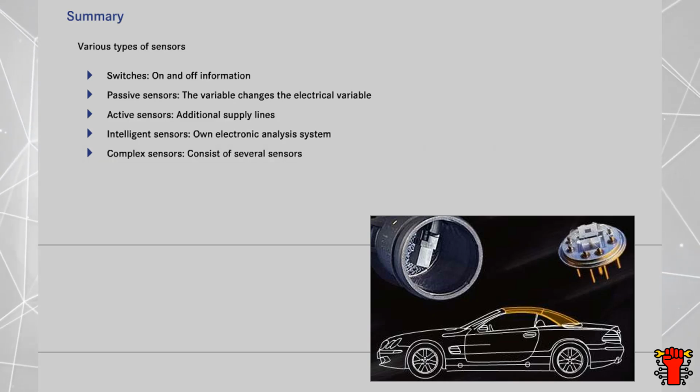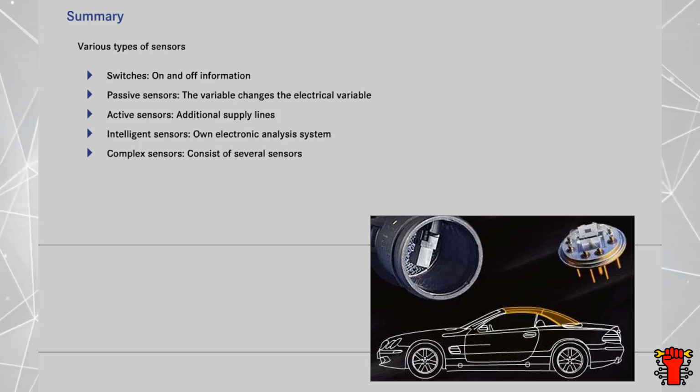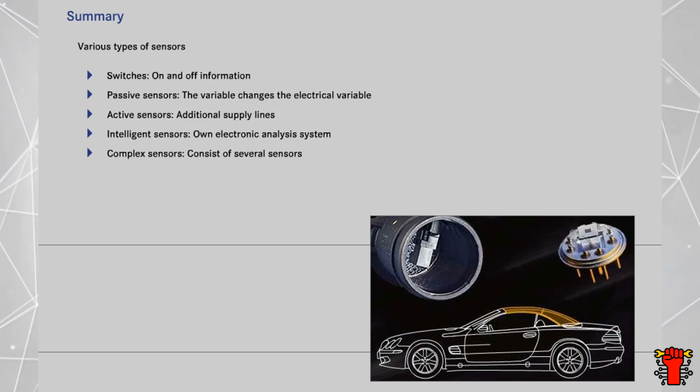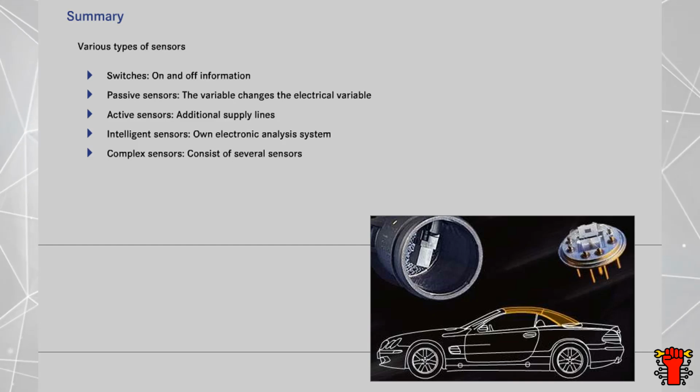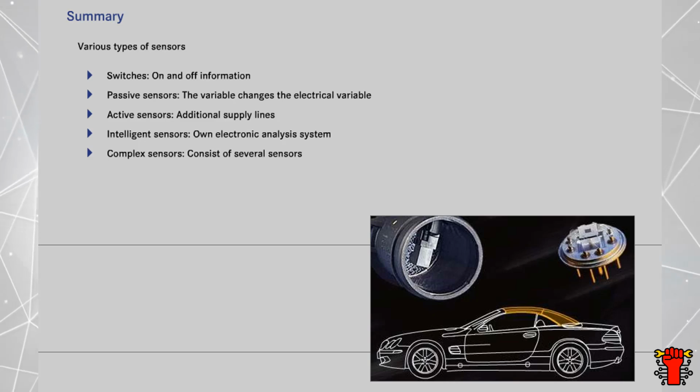Complex sensors also have their own electronic analysis system. In contrast to intelligent sensors, they consist of several sensors, and only together do they supply a usable overall measurement result to the control module.